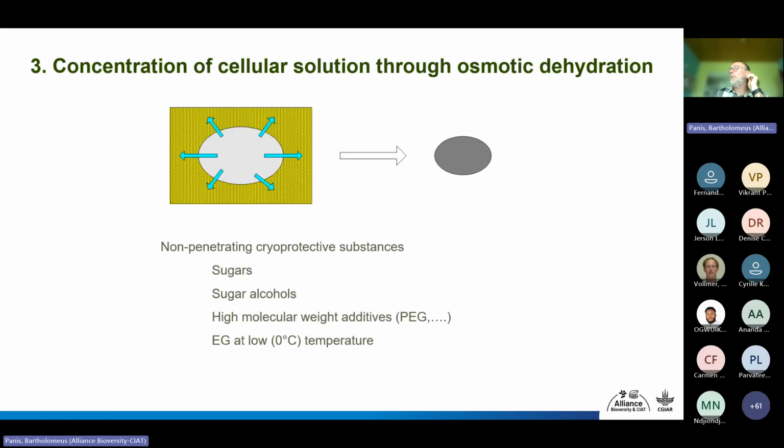A third way to concentrate your cell solution is osmotic dehydration. Here you use big molecules, sugar alcohols, which remain outside the cells, and by means of osmosis, water will leave the cells. For this, you can use sugars, polyethylene glycol, ethylene glycol at low temperature. So again, leading to a more concentrated cell.